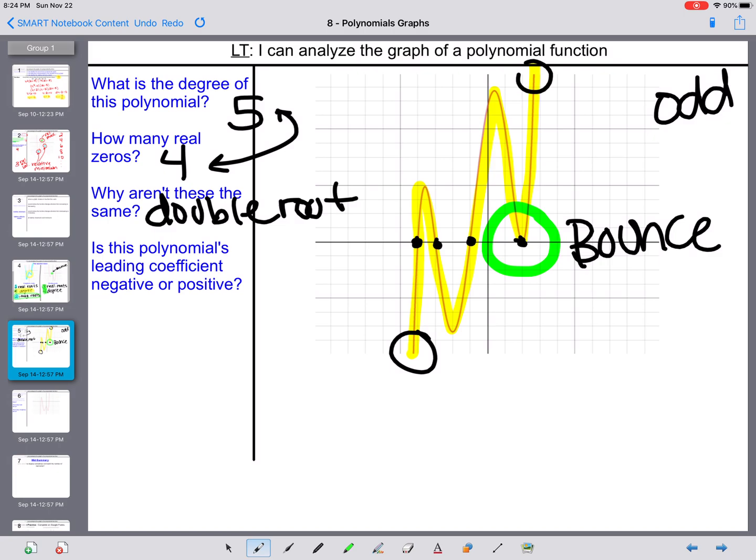And the last question, is this polynomial's leading coefficient negative or positive? Just to go back to the last lesson and tie it all together, because it ends off pointing up on the right side, that means this one is positive.